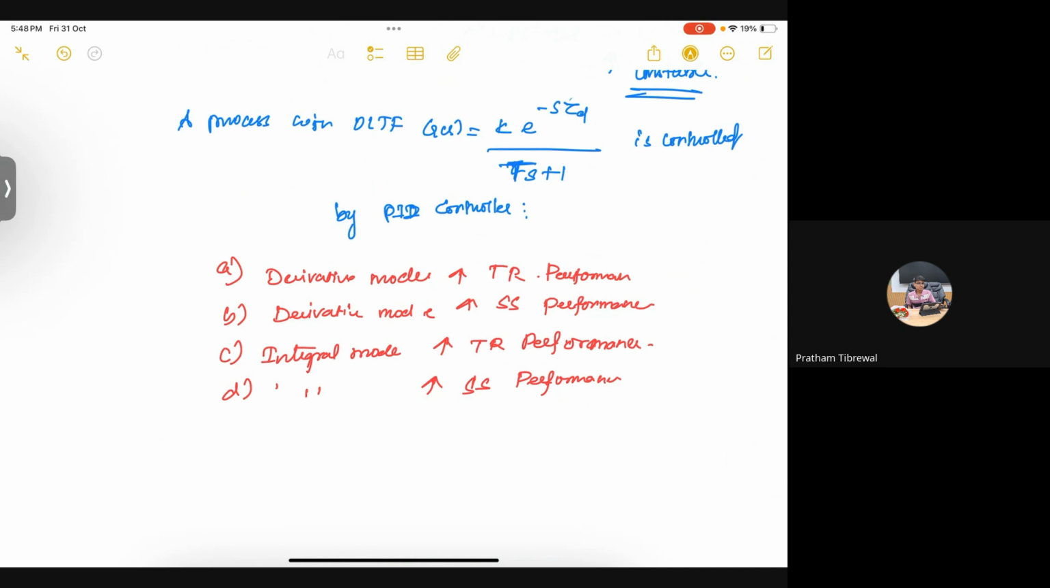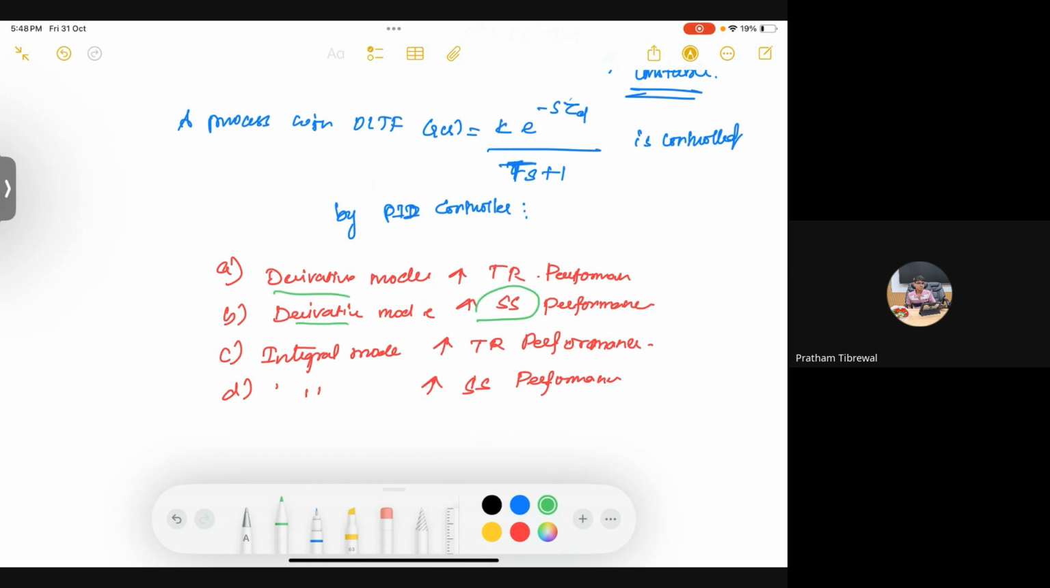We can find it with that keyword we know, no? Derivative doesn't have any action in steady state part, right? So with this, we can rule out this.